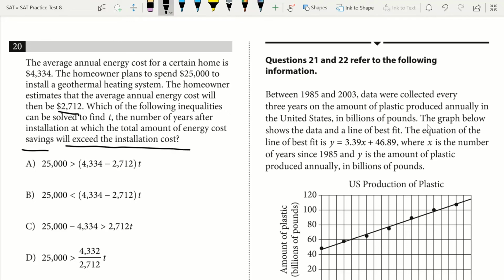Okay, so that means our installation cost, which is $25,000, has to be less than our savings. So anything saying that 25,000 is greater than something, I can get rid of. Now I see I have 25,000 is less than 4,334 minus the new energy cost, right? That's my difference in cost, that's my savings. The savings times however many years out I am has to be greater than that initial investment of $25,000. So my answer is going to be B.